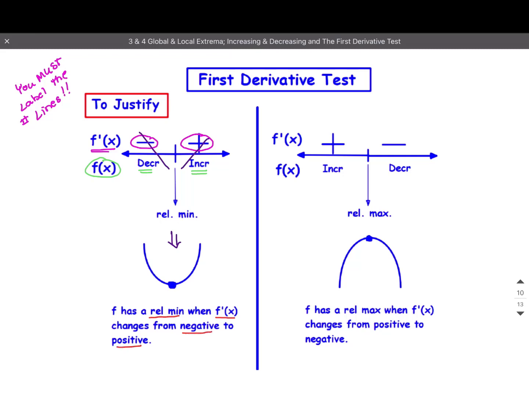Okay, let's take a look at the other example here. So again, my top is labeled f prime of x. I show that the derivative is positive and then it's negative. Well, the bottom is going to be for my function. If my derivative is positive, my function's increasing. When my derivative is negative, my function is decreasing. And it makes sense that if we increase and then decrease, that we have a relative maximum. So we would write f has a relative max when f prime of x changes from positive to negative. Okay, so far so good?